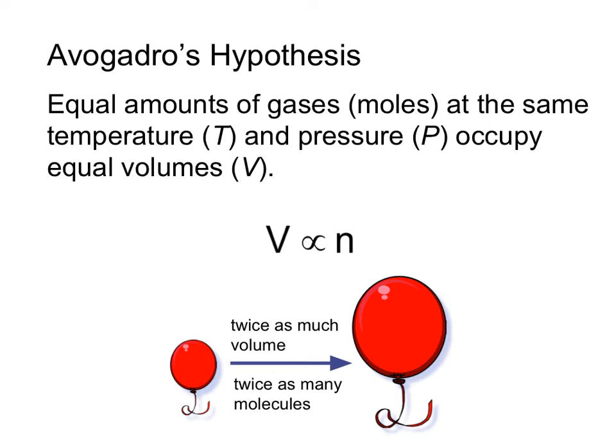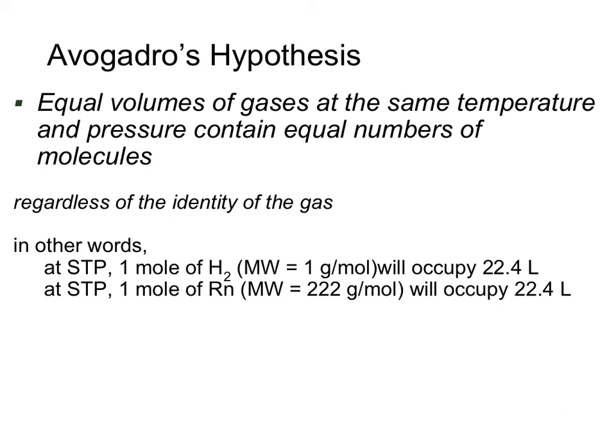Avogadro, yes, that Avogadro, who the famous number is named for, did a lot of his work with gases. Some of the work that he did involved finding the relationship between volume and the amount of a gas. One of the things that he found was that equal amounts of gases in moles at the same temperature and pressure occupy equal volumes. In other words, the volume of a gas will be directly proportional to the number of moles of that gas. And so if we have twice as much volume, as long as pressure and temperature remain the same, that means we will have twice as many molecules of that gas. And so to state that again, equal volumes of gases at the same temperature and pressure will contain equal numbers of molecules. This is regardless of the identity of the gas.